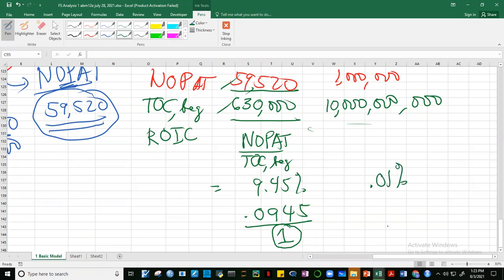Okay, 0.01%. Ano ibig sabihin nun? 0.0001 over 1. So sa bawat piso na operating capital na binigay kay company B, nakapag-generate sila ng 0.01 centavos. Hindi nga umabot ito kay company A, 9 centavos, no? 9.45 centavos. Ito kay company B, 0.01 centavos lang. Okay? So which is the better performer? Definitely guys, it's company A.